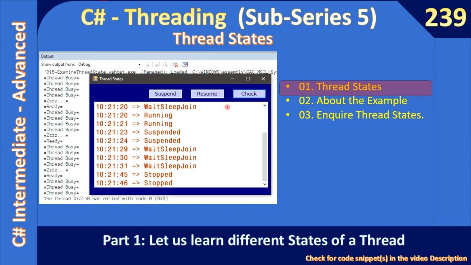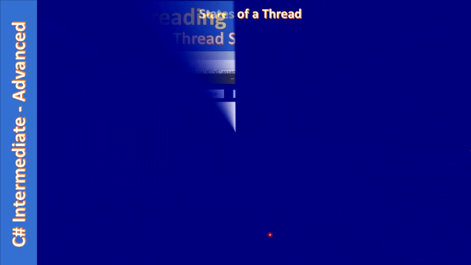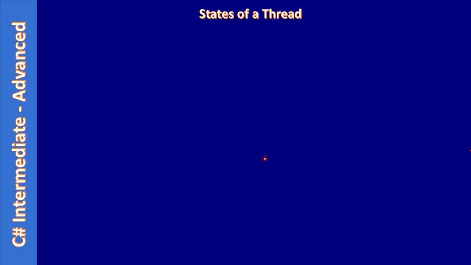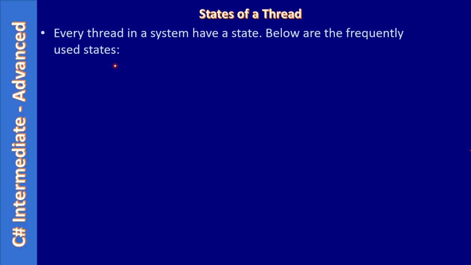Now we are starting a subseries 5 on C# threading. In this subseries we will learn about thread states. So it's a 3-part video, and in this video let's learn different states of a thread. Every thread in a system has a state.